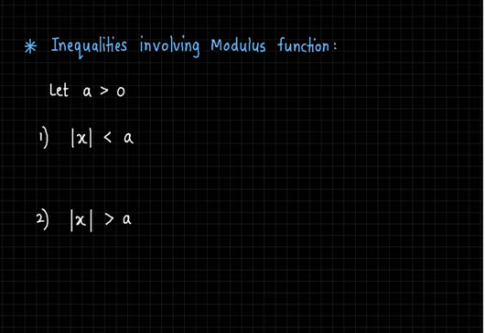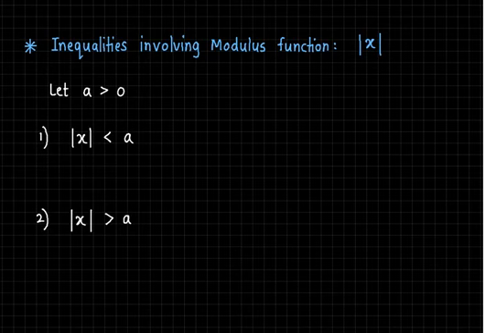Now let us go over the inequalities that involve specifically the modulus function. So we are aware of the meaning of the modulus function. That is, when we say mod of x, it gives us the absolute value of x. In other words, that's the distance of that number from 0. So we know that whatever the value of the modulus function, it will always be greater than or equal to 0. So that is always a non-negative number.